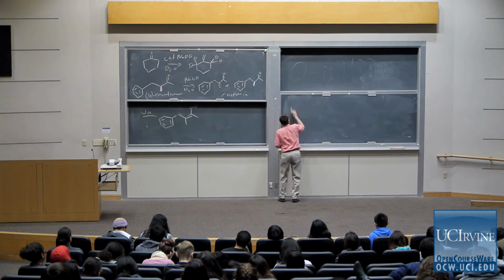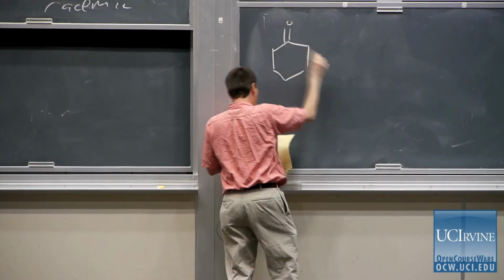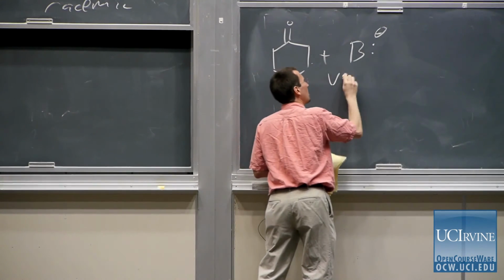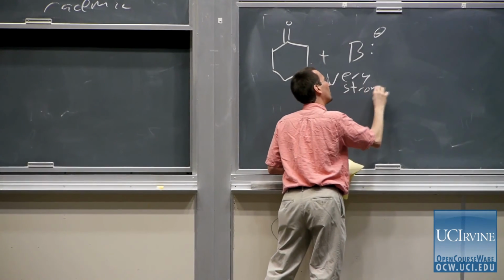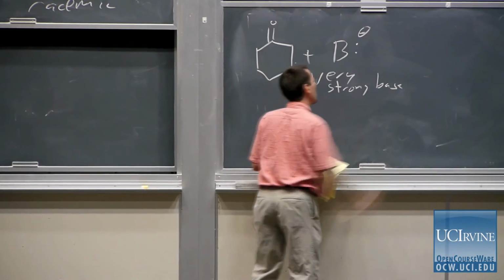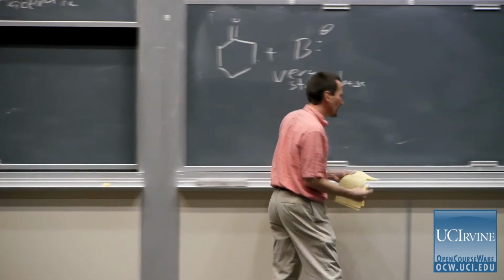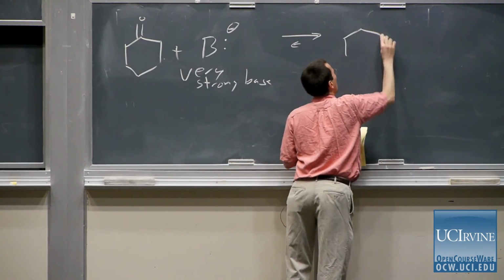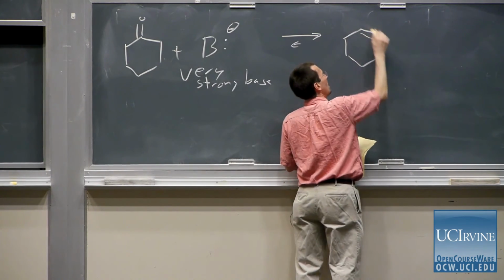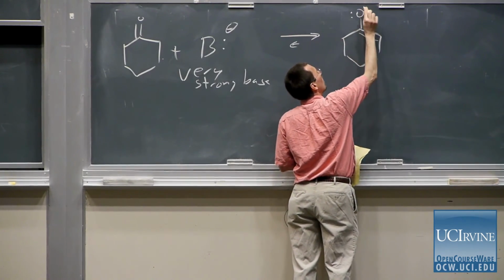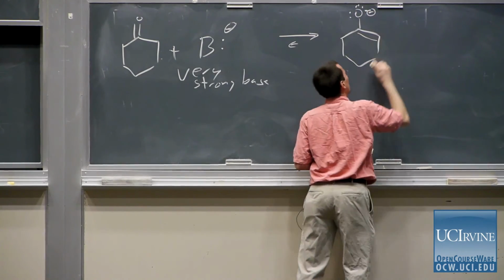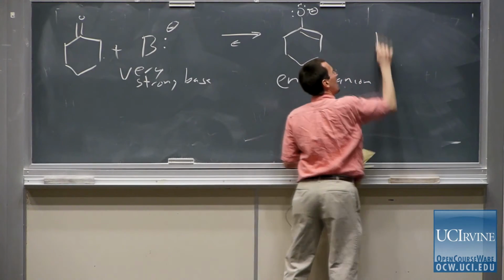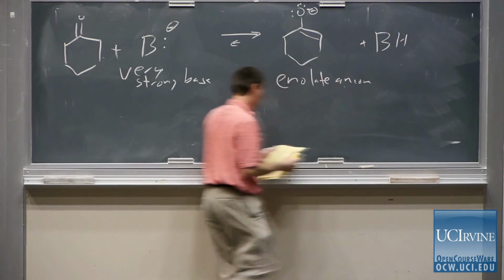If you have something like cyclohexanone and a base, I'll write it as B minus, let's say a very strong base. In other words, pKa of the conjugate acid much greater than 20. Then we have an equilibrium that lies way, way, way to the right, often so far to the right that we can just ignore the left arrow, to give us the enolate anion and our protonated acid.